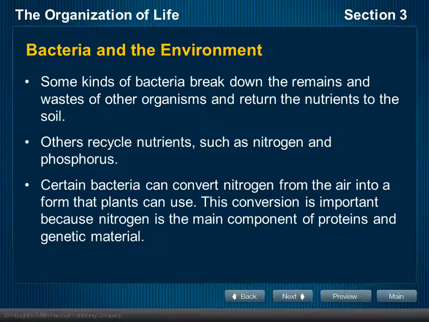And certain bacteria, in terms of nitrogen, can actually convert nitrogen that's in the air into a form that plants can use. And we can talk about this, but if you look at the legumes that have the nitrogen fixing bacteria, they actually take an unusable gaseous form of nitrogen in the air and turn it into a completely usable form of nitrogen in the soil for the plants. And nitrogen is extremely important because it's one of the main components of proteins and genetic material. So these organisms need to be able to have the nitrogen in a form that they can actually use.